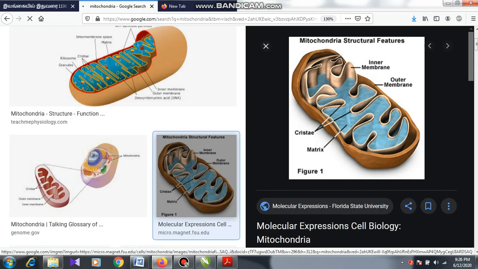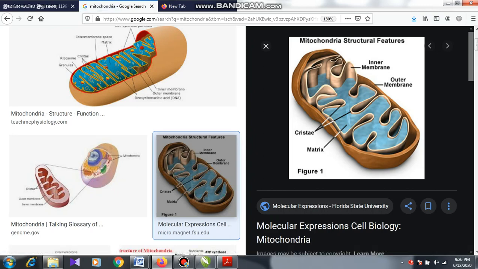In the mitochondria there are two membranes, an outer membrane and an inner membrane. Inside there is a matrix and there are folds called cristae. I want you to draw this diagram under mitochondria. If you give a color, it will look nicer, but it doesn't matter if you don't.